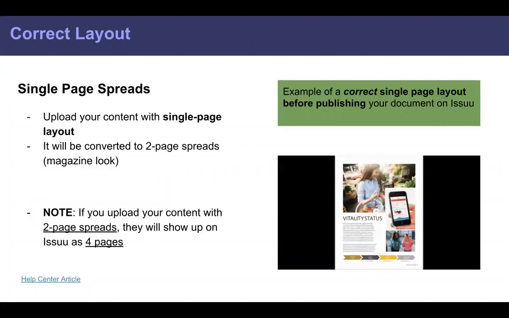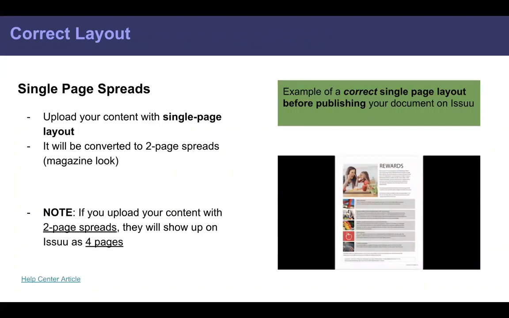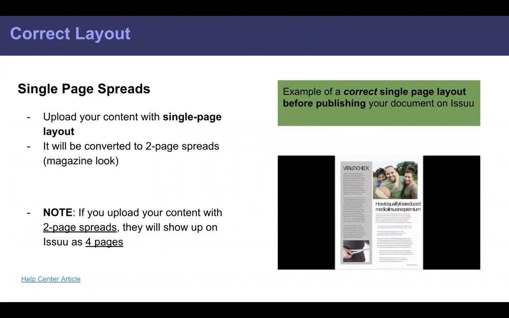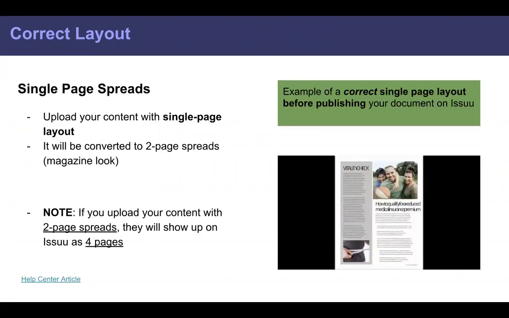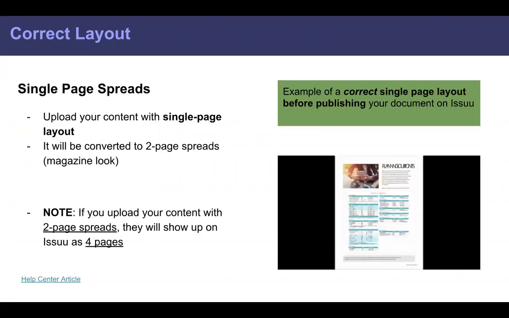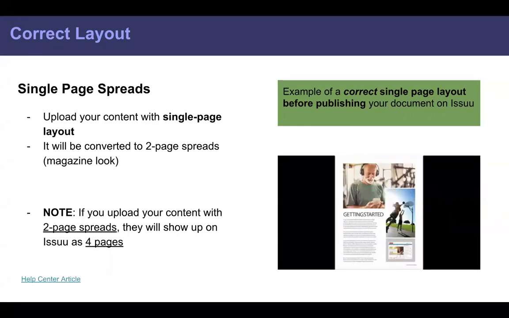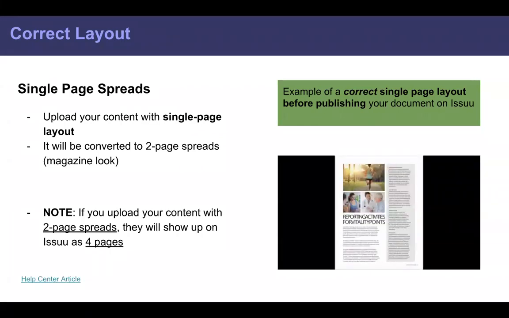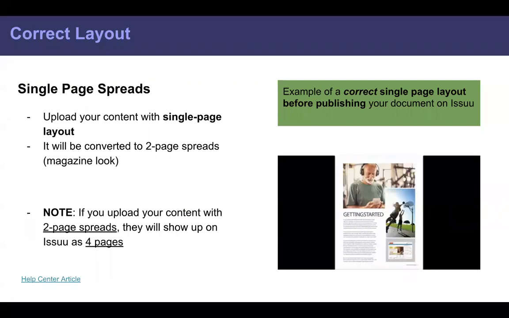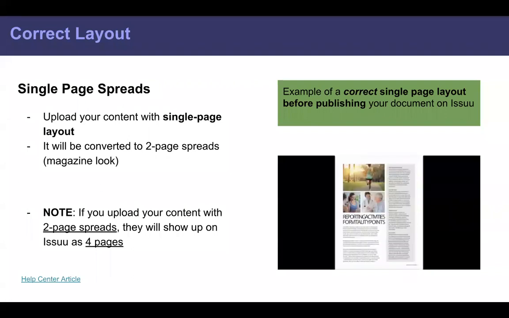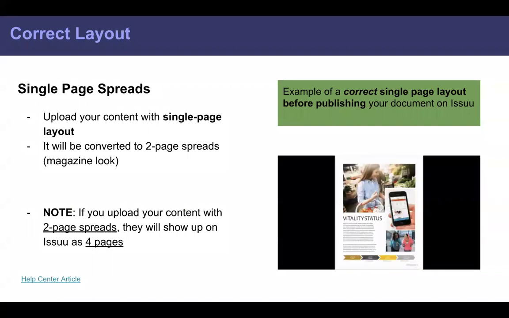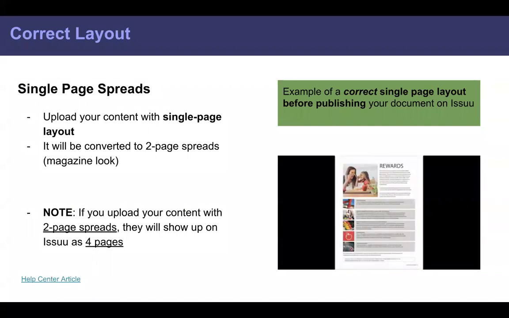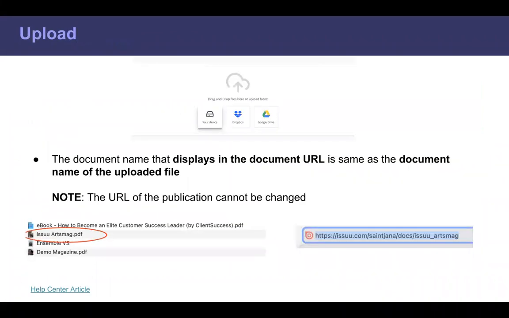Also, remember the correct layout. It should look like a single page layout publication before you upload it on Issuu. And from there, we automatically convert it to a double page spread, so then it has this magazine look. If you upload your publication with the magazine look already, it will result in 4 pages, which is probably something that you do not want to have. So always remember to have the publication in a single page layout, like on this slide.